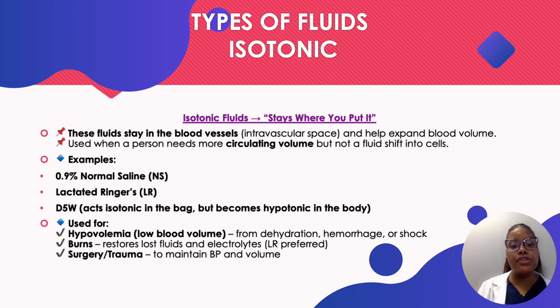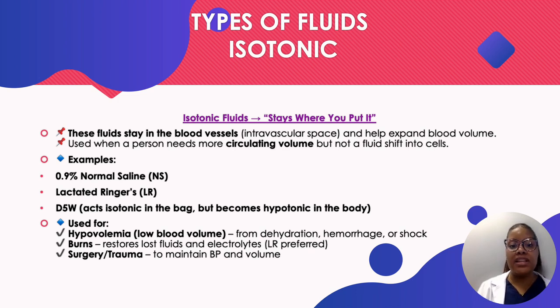So example, this is going to be your 0.9 normal saline, this is going to be your lactated ringers, and this is going to be D5W. So D5W acts as an isotonic in the bag, but it becomes hypotonic in the body. So why would we use isotonic fluids? We would use them if a patient is experiencing hypovolemia, which is low volume, right? Low blood volume. So if a patient has dehydration, a hemorrhage, or shock.